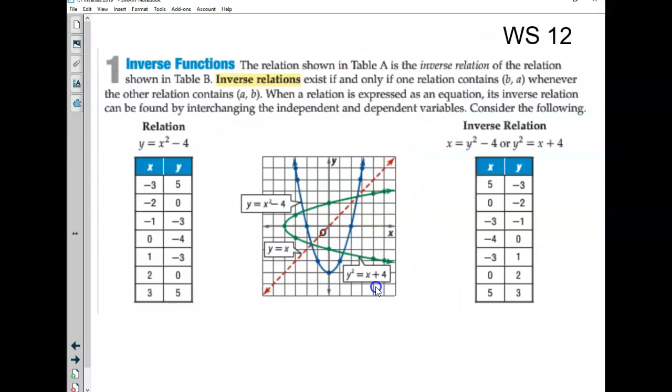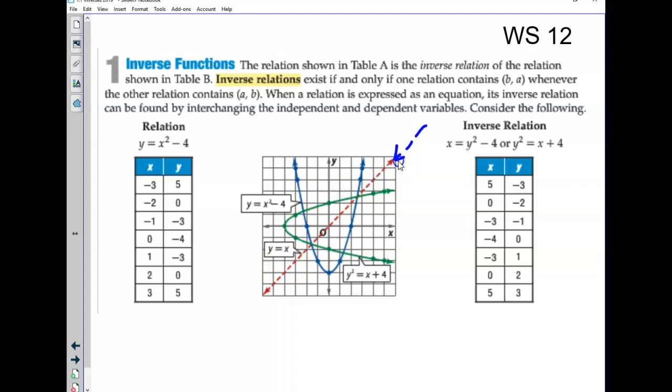All right. So the inverse of this relation here is this relation here. They took all the xy ordered pairs and they flipped them. The graph should look like it reflected across this line y equals x, which is kind of weird. It's not a transformation we're used to, okay? It reflected across that line y equals x.